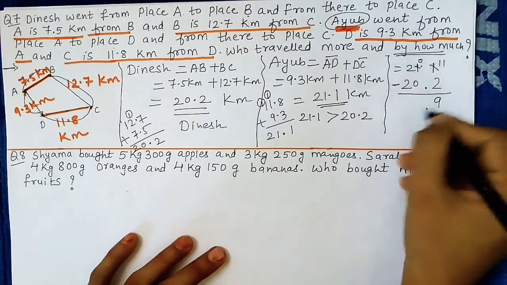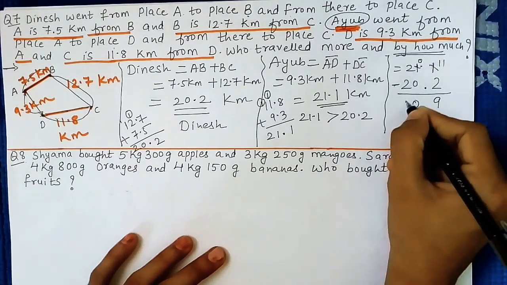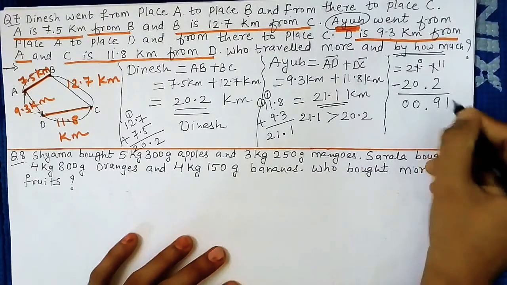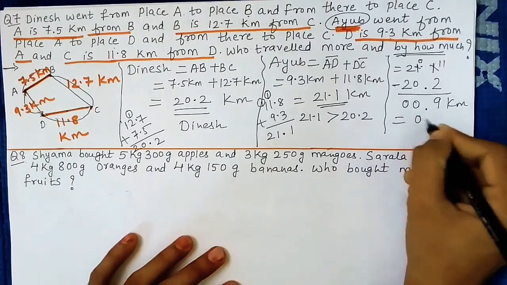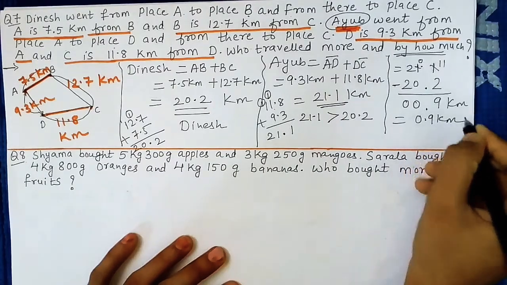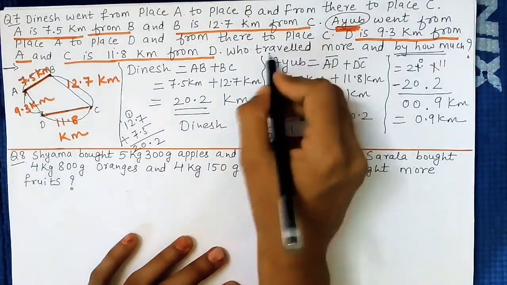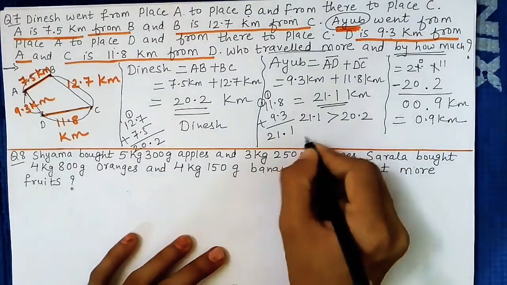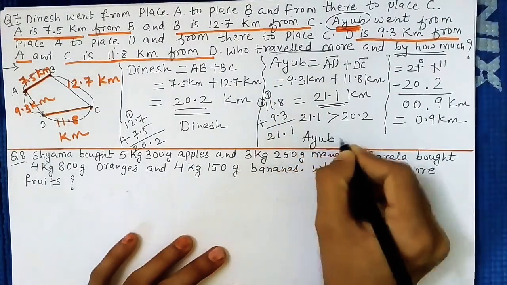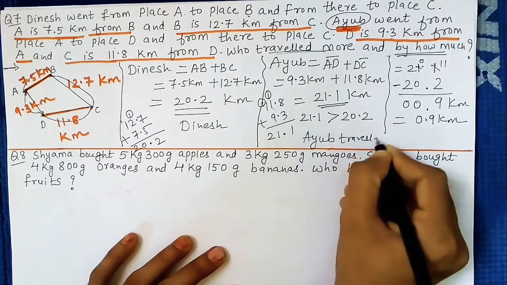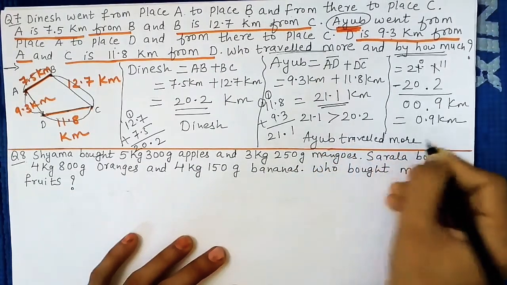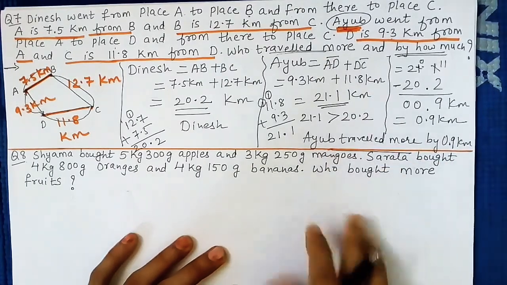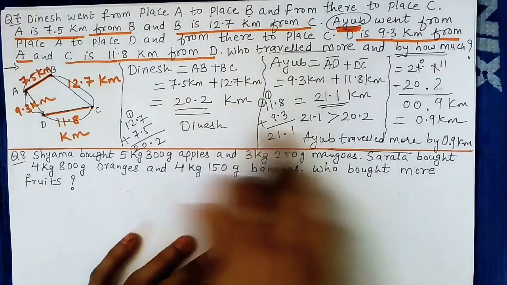And here 0 and 0 will be 0, and 2 minus 2 also will be 0. So 0.9, or 0.9 kilometer. So the answer is 0.9 kilometer. So who travelled more? The final statement will be: Ayub travelled more by 0.9 kilometers. So this will be your final statement and question number 7 is done.